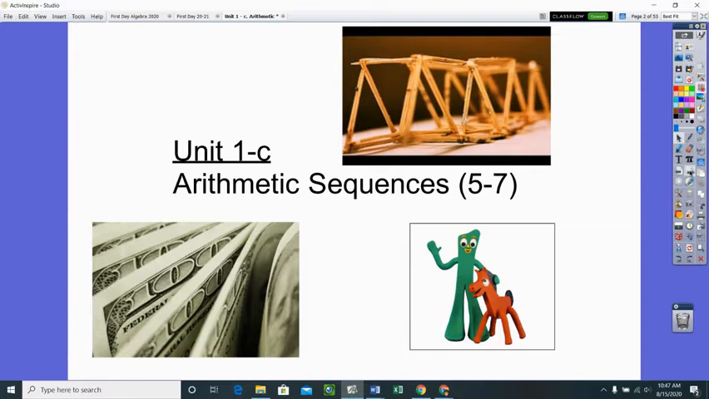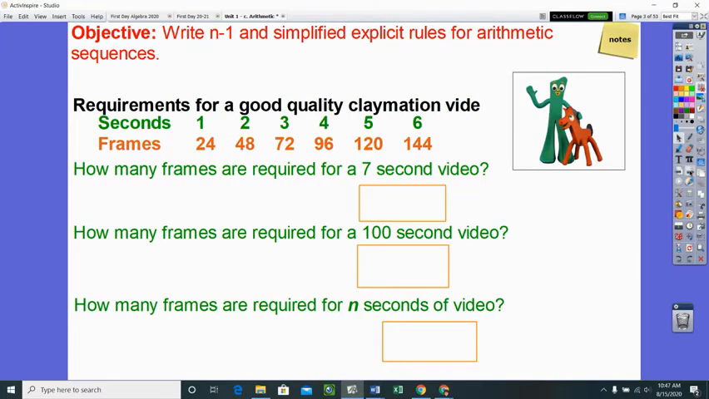We're going to start today by figuring out what is an arithmetic sequence. And then once we do, we're going to write an n-1 rule and a simplified rule. So our objective today is to write n-1 and simplified explicit rules for arithmetic sequences. Again, if at any point in time you need to pause the video to make sure your notes page is in order, please feel free to do that.